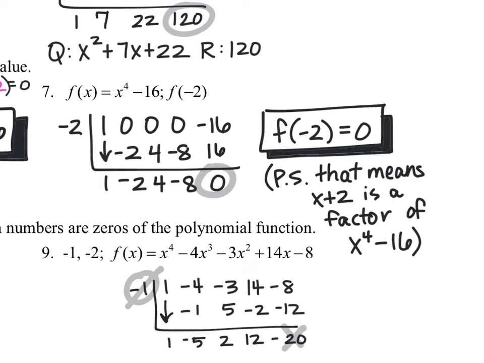Number 7, we have a 4th degree polynomial, and we do not have a cubic, quadratic, or linear term, so we need to make sure we put zeros in as placeholders in the synthetic division. We are testing to see what f of -2 is, so we'll put that -2 on the outside, bring down the 1, multiply and add, multiply and add, multiply and add, multiply and add. We get a remainder of 0. So right here I have a little PS. That does mean that x plus 2 is a factor of the polynomial x to the 4th minus 16.